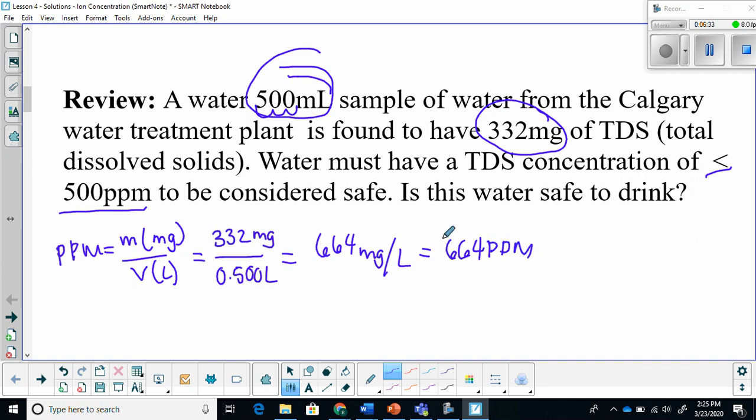Now, the problem doesn't end here. Yes, we have our number, but the main question is, is the water safe to drink? Does it meet this requirement? So, no, water not safe.